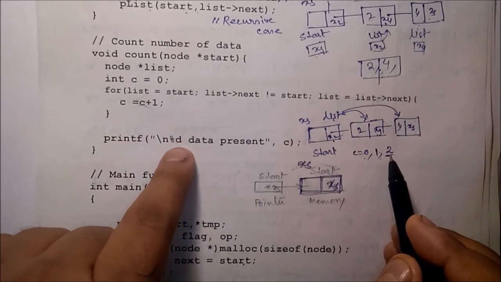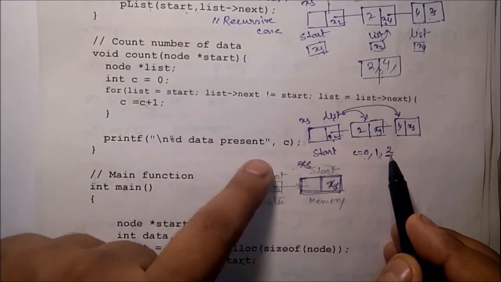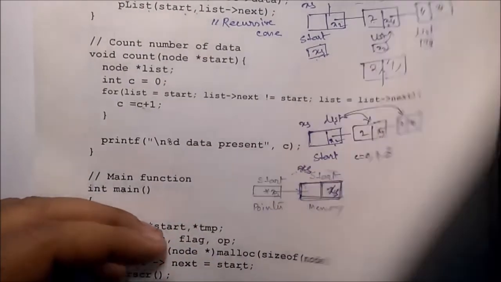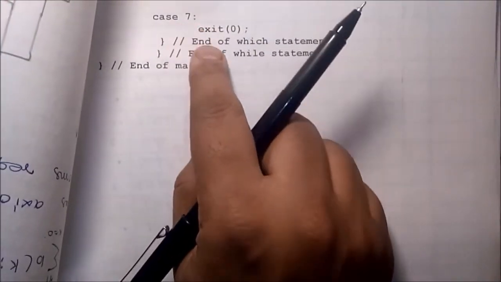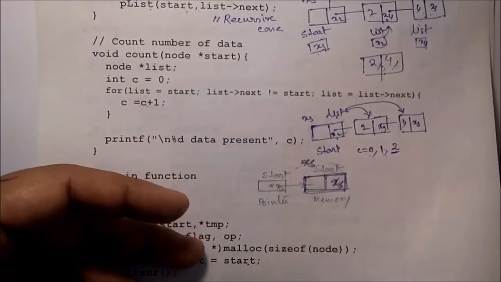So printf the 2 data present. Okay, so we'll print 2 data are present. And if you press 7, then exit from the list. And that is the end of this particular video. Thank you very much.